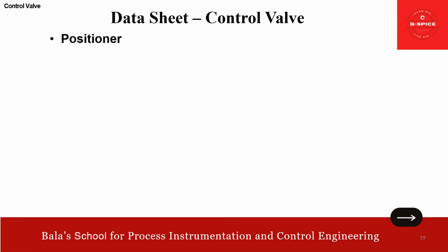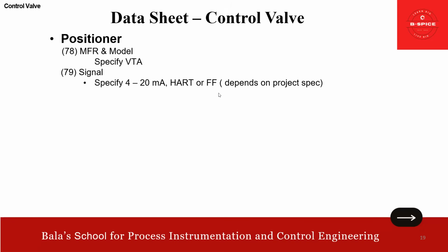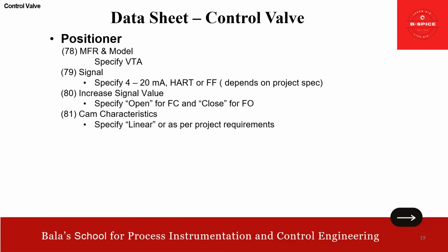Okay. So positioner, of course, again, manufacturer model, specify VTA, signal, specify either 4 to 20 milliamp or foundation field bus, depends on project spec. Then 80, increasing signal value. Okay, here one thing, you specify open for fail close type of application and close for fail open application. This is what you need to put in this data sheet for the positioner. Okay, then CAM characteristics. Generally, we go with this linear requirements. Or in some cases, project calls for a different thing. You go as per the project requirement. But generally, we specify as a linear actually.